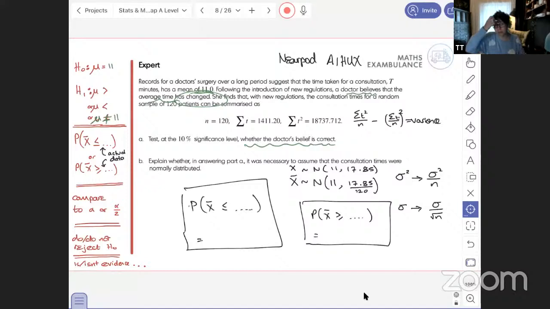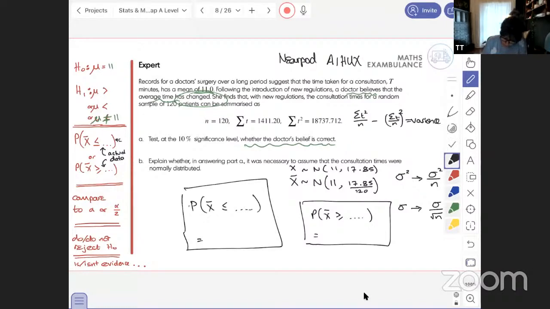In binomial, they sometimes tell you, we did it 15 times and we got 7. So the actual data is 7. In this case, it's the actual mean from the actual data. That's what goes there. And then once you've got that actual mean, you have a choice. Are you going to go less than because it's weirdly small, or are you going to go bigger than because it's weirdly big?